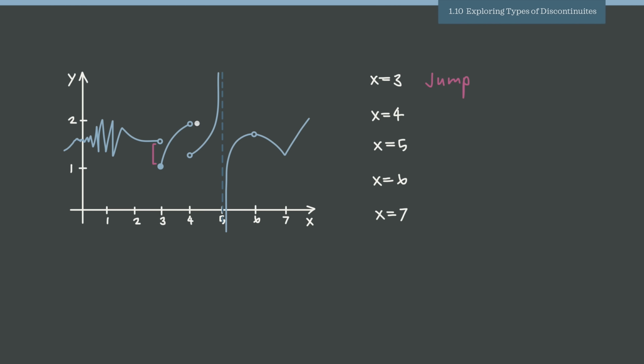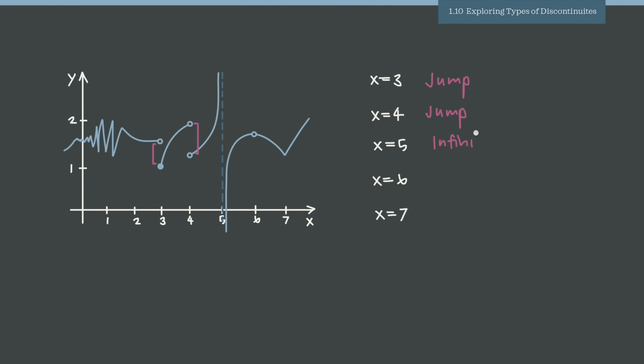At x equals 4, we see that we have the same thing. We have this big break in the value of the graph, and so this is also a jump discontinuity. But at x equals 5, we have this break between the two pieces, but we're approaching this vertical asymptote on both sides, which means that this is an infinite discontinuity.